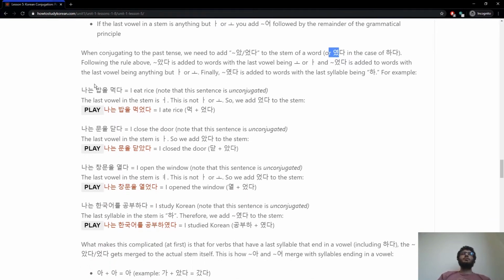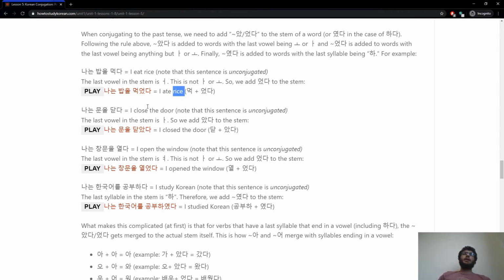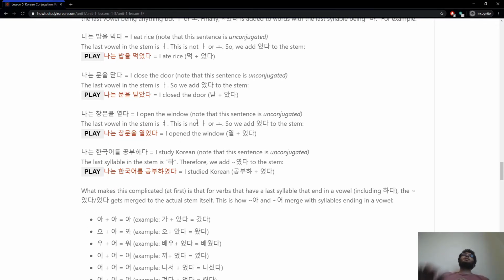So yeah, let's look at some examples. 나는 밥을 먹다. I eat rice. This is unconjugated and it's in the present tense. Now, if I wanted to conjugate it in the present tense, it would be 나는 밥을 먹는다. And if I wanted to take it to the past tense, I would say 나는 밥을 먹었다. I need to remember to go slowly. Alright, next sentence. 나는 문을 닫다. I close the door. Present unconjugated. Now let's take it present conjugated. 나는 문을 닫는다. And then finally, in the past tense, it would be 나는 문을 닫았다. Now, 나는 창문을 열다. In the past tense would be 나는 창문을 열었다.